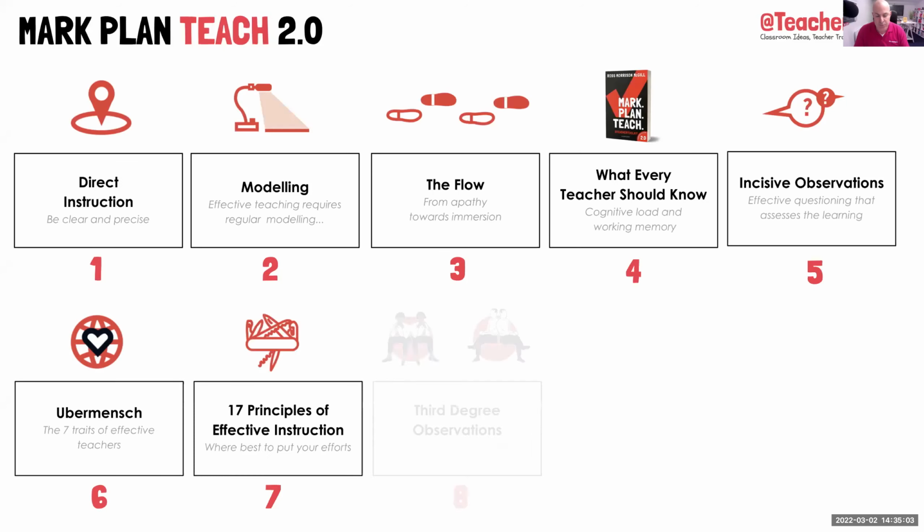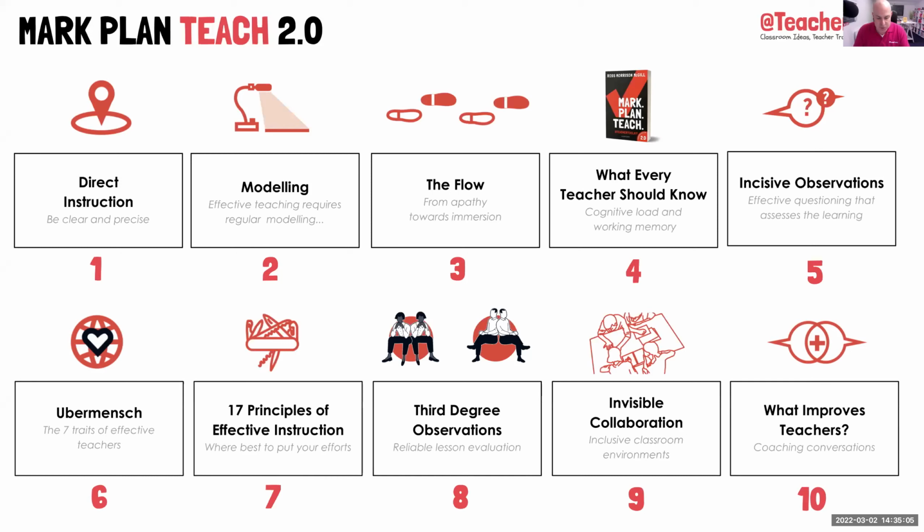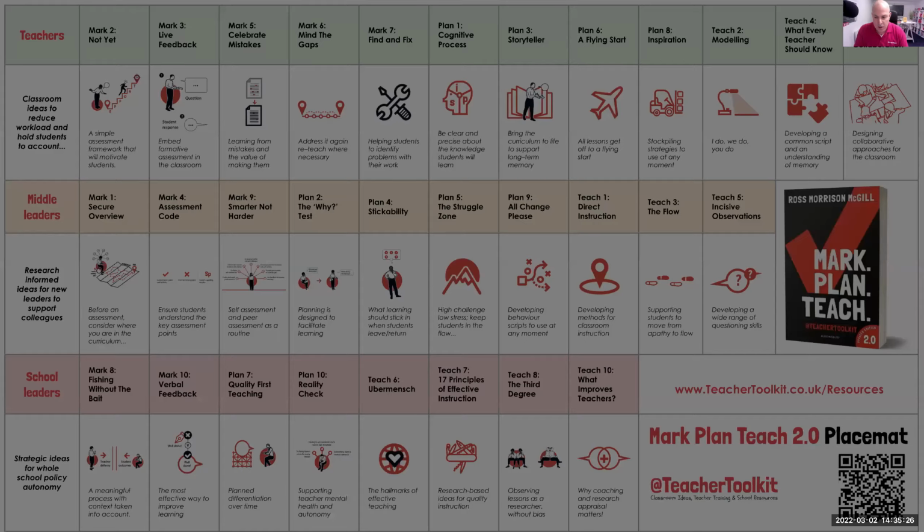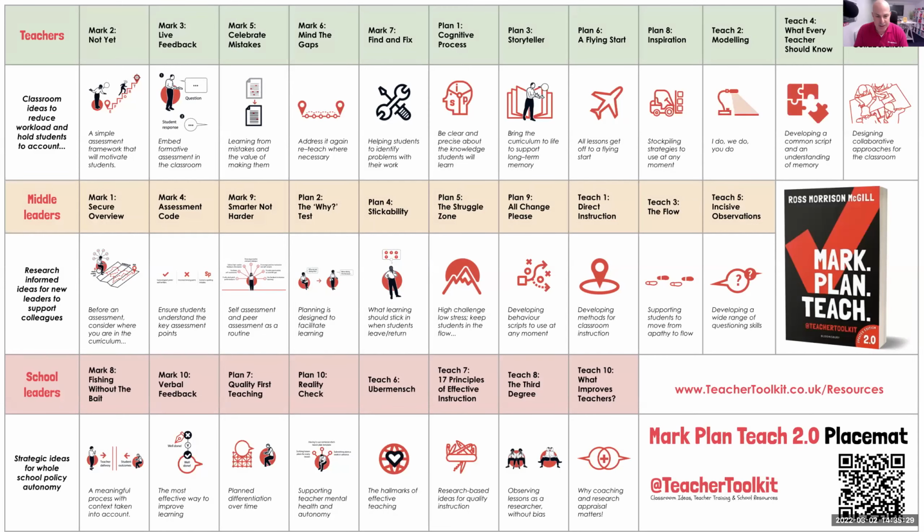And then the last section, the last 10 ideas, are all these ideas: being clear and precise, thinking about immersion, so the flow, high challenge, low stress, working memory. And I might just touch on, if we have time, number 5, using questioning as an assessment method. One more QR code before we start. In the bottom right hand corner there, that's just the placemat. So it's just looking at all these ideas in a different way.